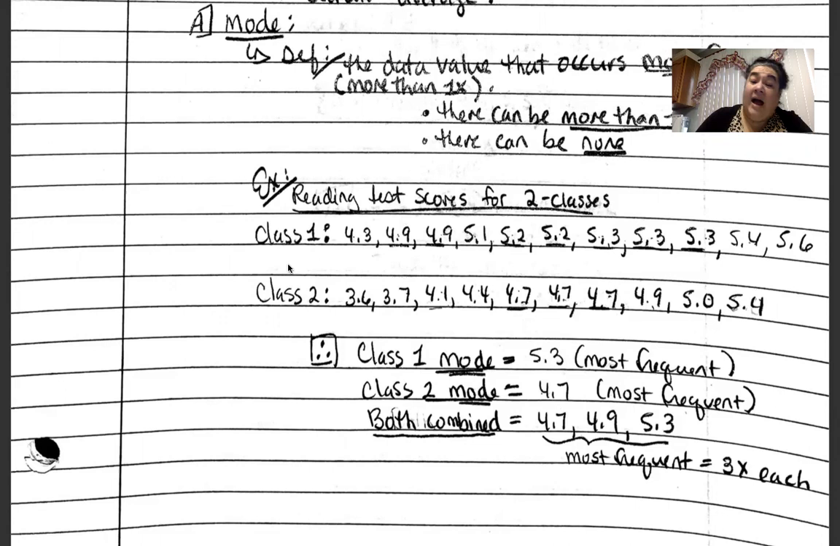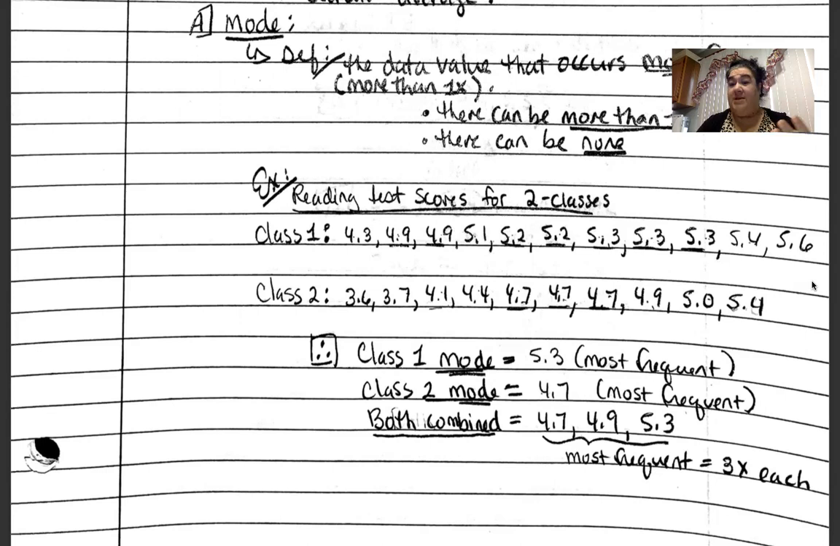Now, if we were to combine class one and class two together and make all of their values the set of data that we're looking at, then you would note that, for example, I've got two 4.9s up here, okay? Then I have another 4.9 here. So therefore, 4.9 happens three times. Then I also have 5.3 happening three times here, and 4.7 happening three times here. I have no value that occurs more than three times between both classes, and I have three values that all occur three times between both classes.